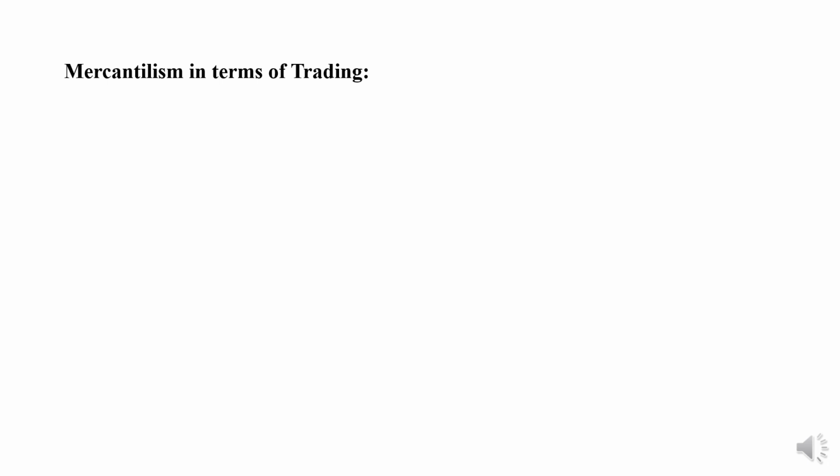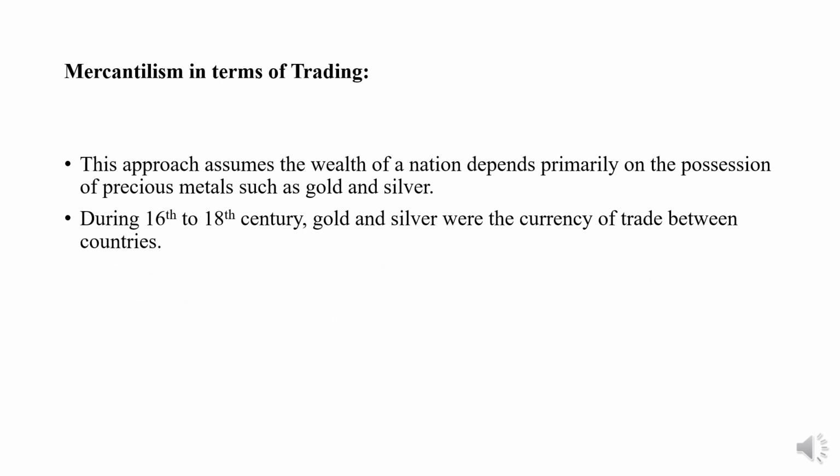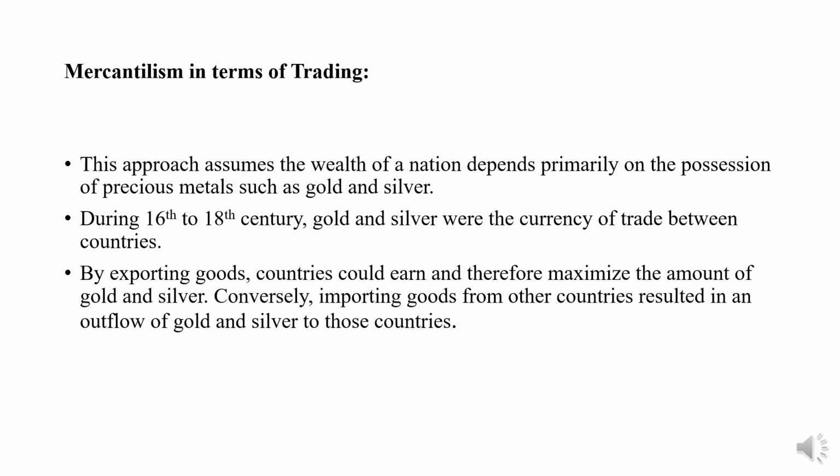Mercantilism in terms of trading. This approach assumes the wealth of a nation depends primarily on the possession of precious metals such as gold and silver. During the 16th to 18th century, gold and silver were the currency of trade between countries. So by exporting goods, countries could earn and therefore maximize the amount of gold and silver. Conversely, importing goods from other countries results in an outflow of gold and silver to those countries.